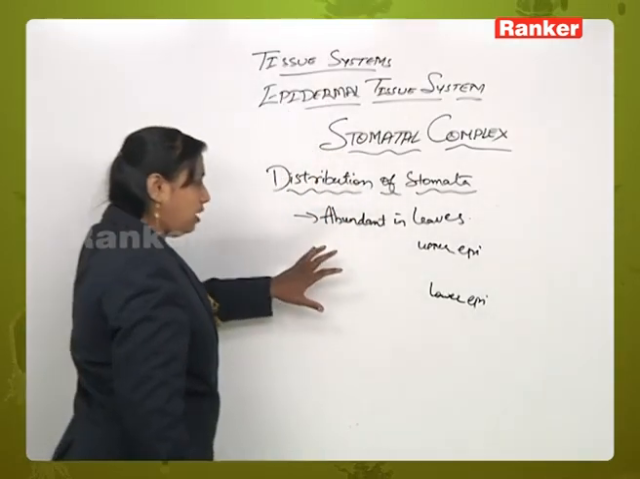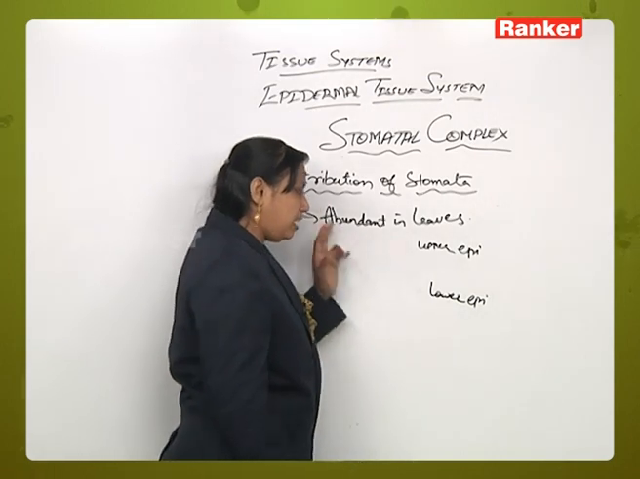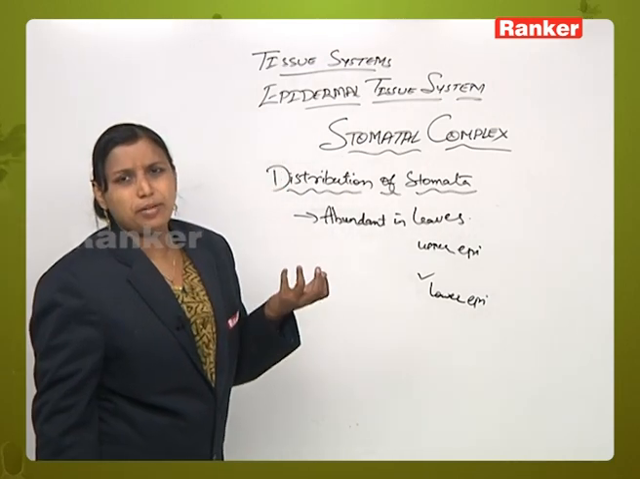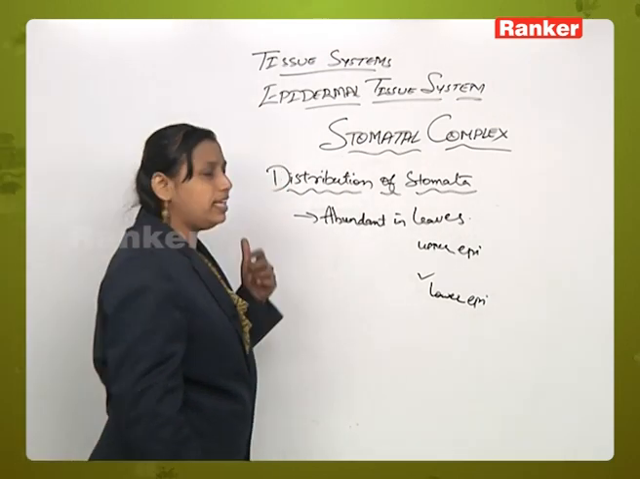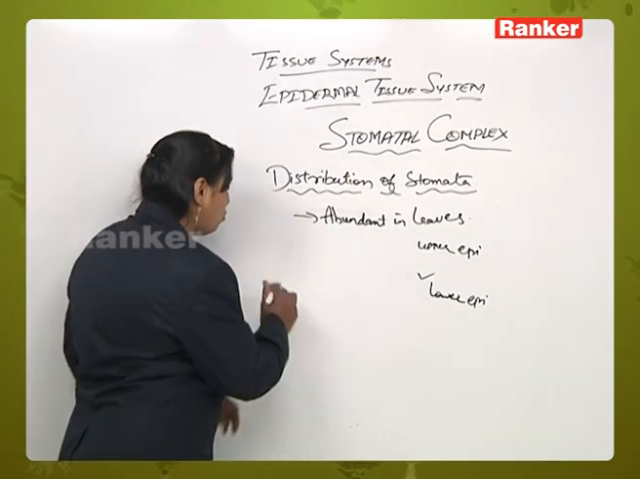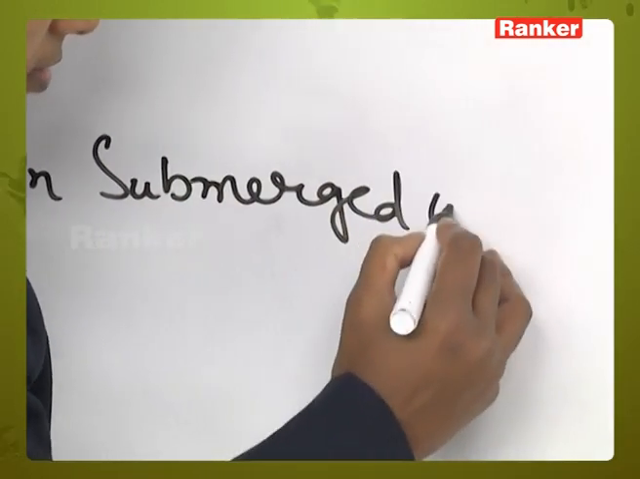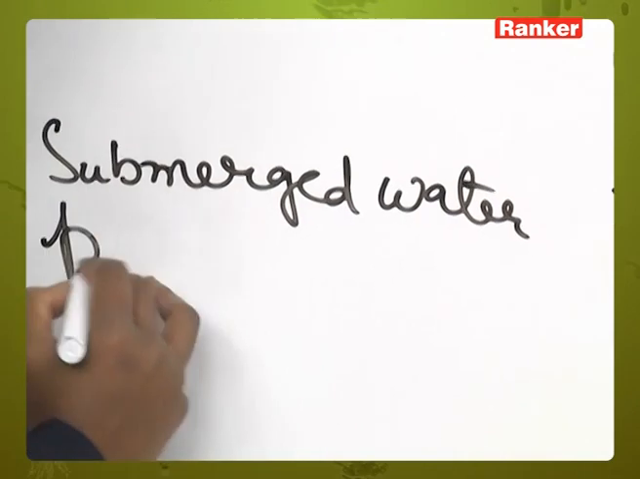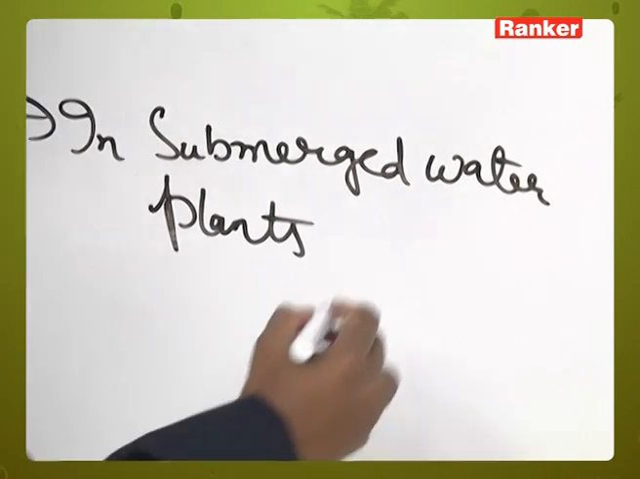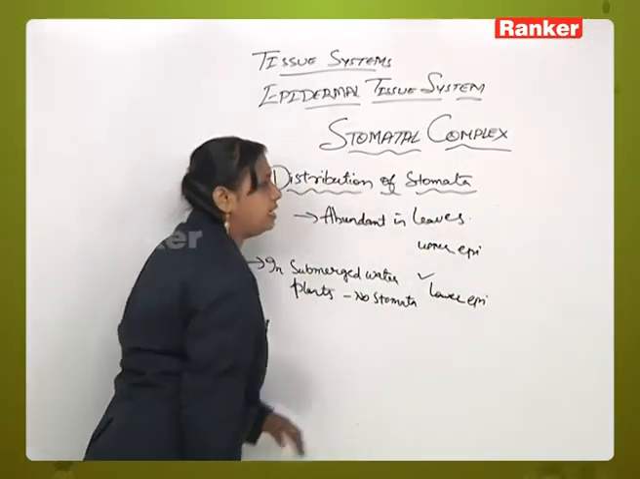In the leaves, we will see that the unlimited number of stomata are present more in the lower epidermis. What does unlimited number mean? The number of stomata can be more than 1 lakh in the lower epidermal regions. And in submerged water plants, you will not see any type of stomata. There is no stomata at all.